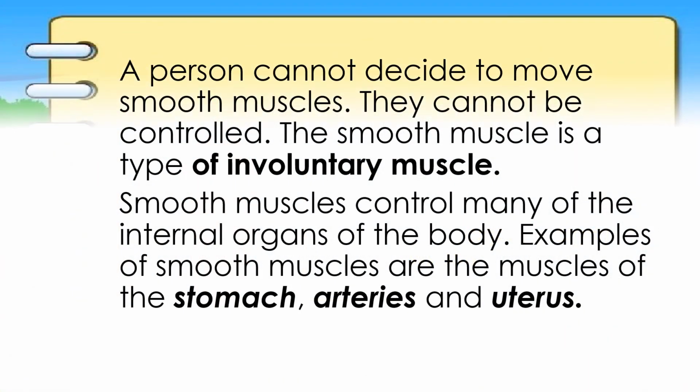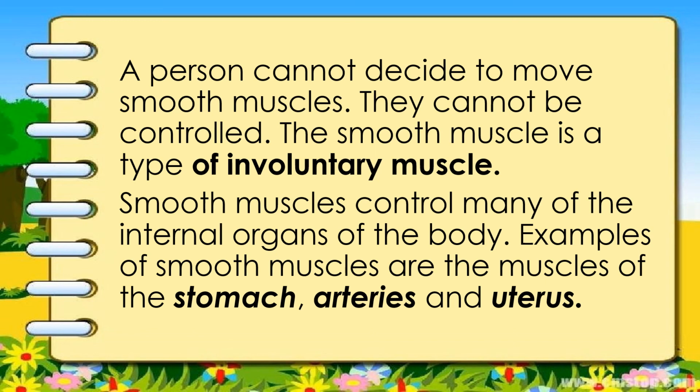A person cannot decide to move smooth muscles. They cannot be controlled. The smooth muscle is a type of involuntary muscle. Smooth muscles control many of the internal organs of the body. Examples of smooth muscles are the muscles of the stomach, arteries and uterus.